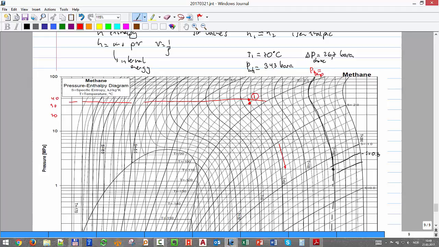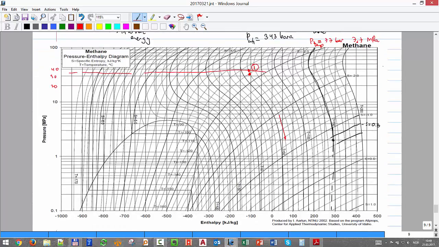The pressure at the template is 77 bar, or 7.7 megapascals. Okay, and I locate that 7.7. Okay, now that point will be someplace in that line.